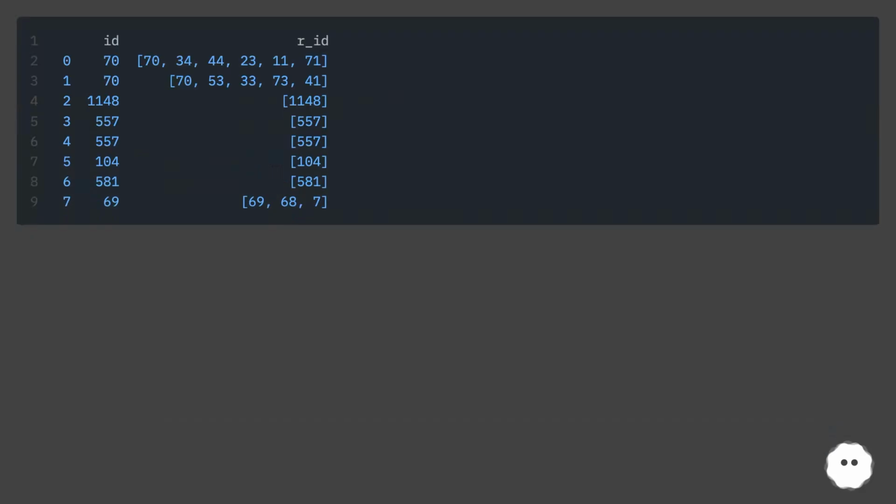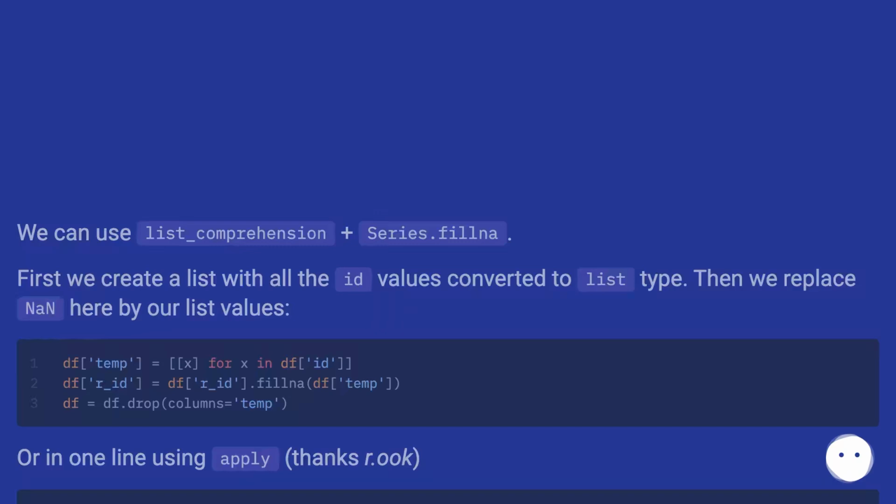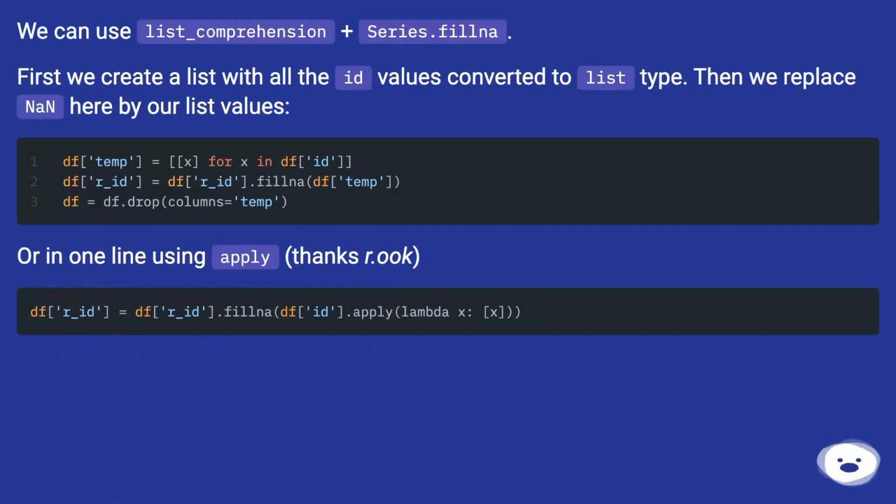Output. We can use list comprehension plus series.fillna. First we create a list with all the ID values converted to list type. Then we replace NaN here by our list values. Or in one line using apply, thanks.